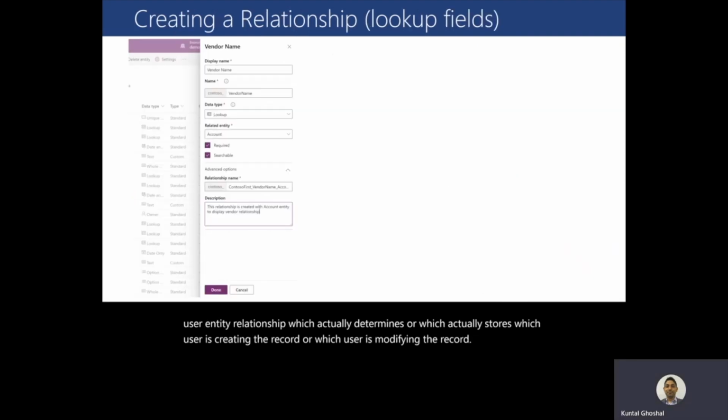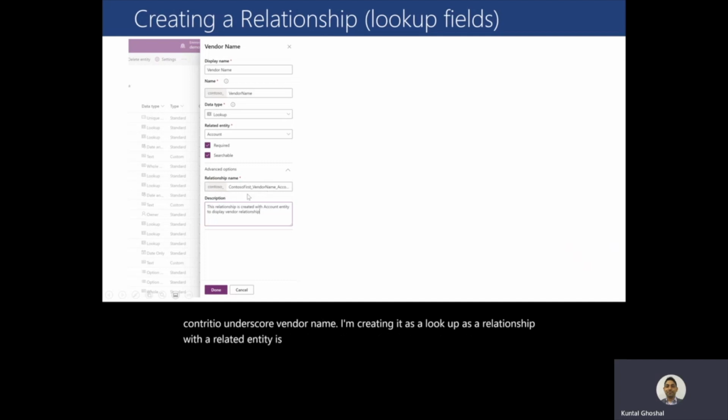So this is on the Maker portal, creating a relationship. As you can see here, I have a custom entity, Kuntal, which is my prefix of the solution publisher, and Kuntal underscore vendor name. I'm creating it as a lookup, as a relationship with a related entity as account.